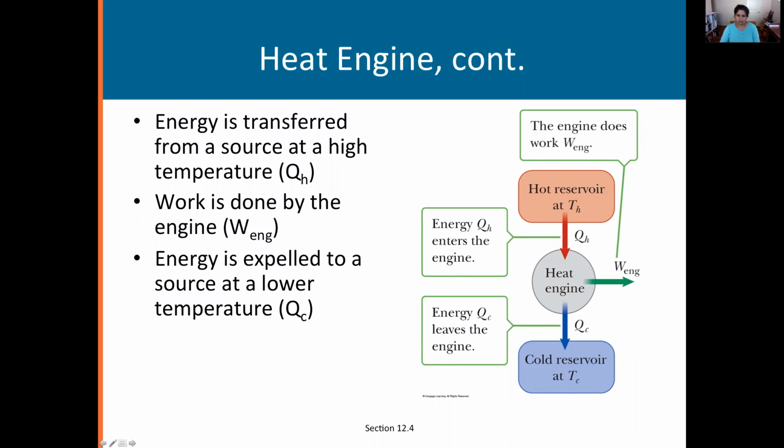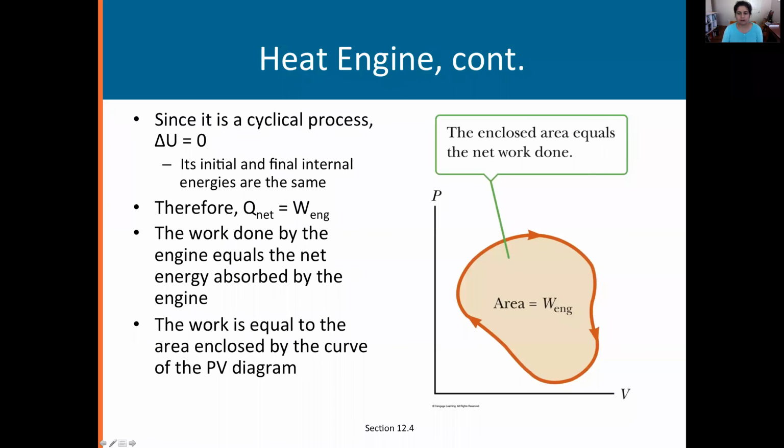So exactly the same diagram. The heat engine absorbs heat from the heat reservoir, which might be at some fixed temperature TH, takes in an amount of energy equal to QH, does work W engine, and gives off heat to the cold reservoir, which is at some temperature TC. Here's that PV diagram, drawn much better than I did.